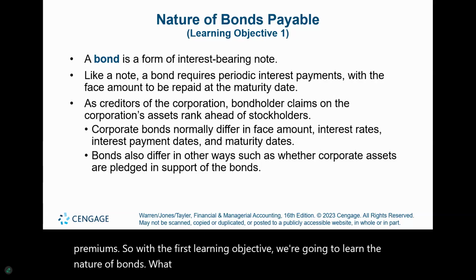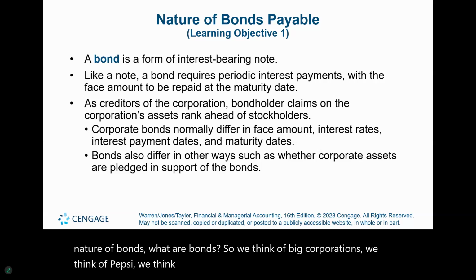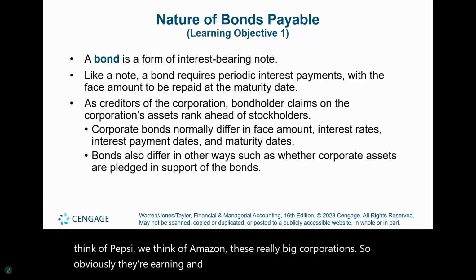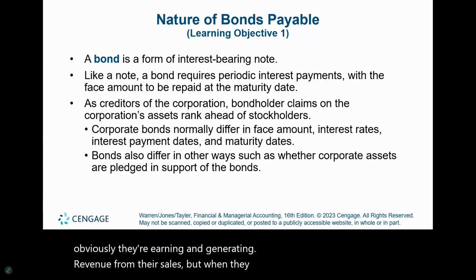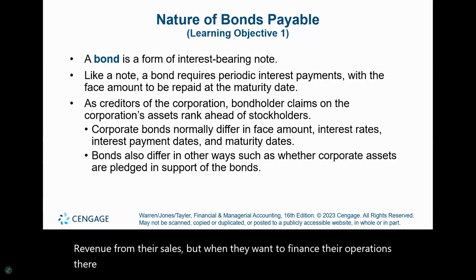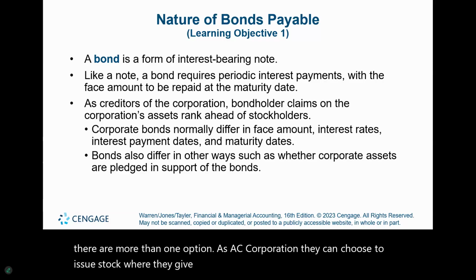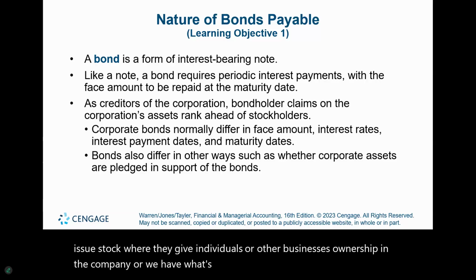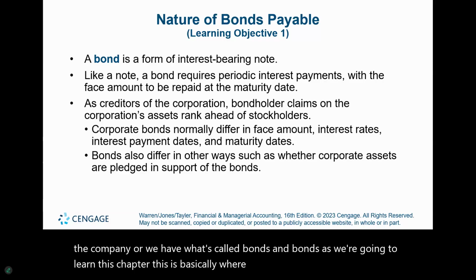What are bonds? So we think of big corporations. We think of Pepsi. We think of Amazon, these really big corporations. So obviously they're earning and generating revenue from their sales. But when they want to finance their operations, there is more than one option as a C corporation. They can choose to issue stock, where they give individuals or other businesses ownership in the company, or we have what's called bonds. And bonds, as we're going to learn in this chapter, is basically where individuals and businesses lend money to a corporation.